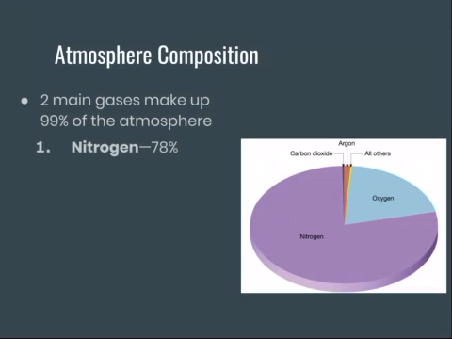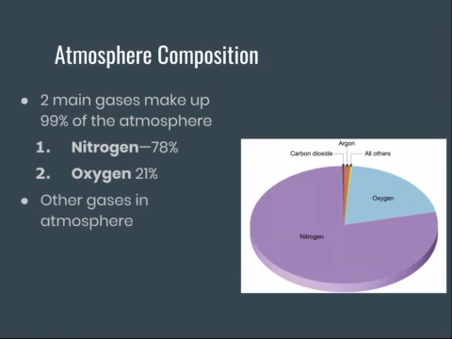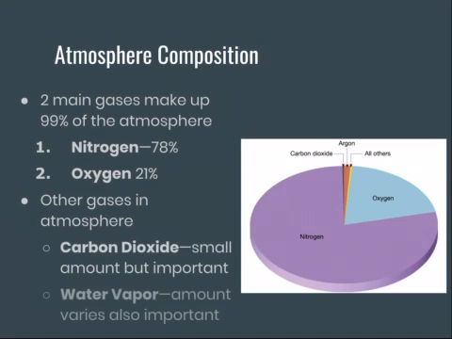However, when we breathe in oxygen, which makes up 21% of the atmosphere, our body converts it to carbon dioxide through respiration, and we breathe that out. Of the other 1% of gases in the atmosphere, two of the important ones that we're going to be talking about in this unit are carbon dioxide and water vapor.